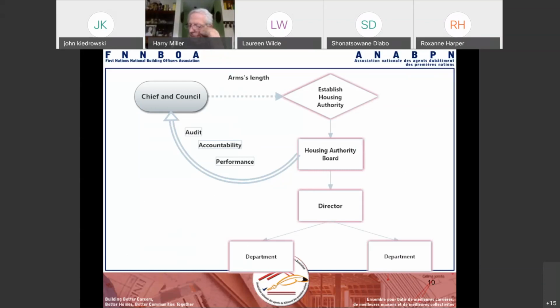Ultimately, the chief and council are responsible for the performance of the housing authority, but it operates again at arm's length. They can't tell them how to function day to day, but in terms of the overall operations, are they achieving their goals? Are they building new homes? Are we seeing improvements in the housing stock? Are elders getting better housing, care? Those, as we talked about in our last webinar, the objectives will determine by chief and councils how well the housing authority is functioning.